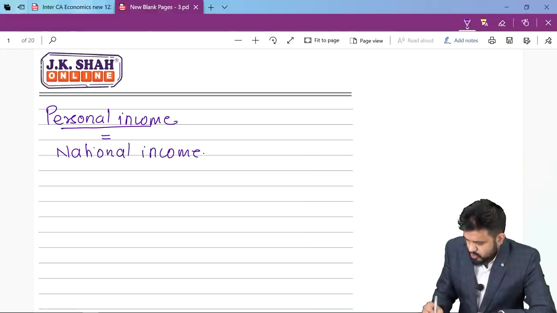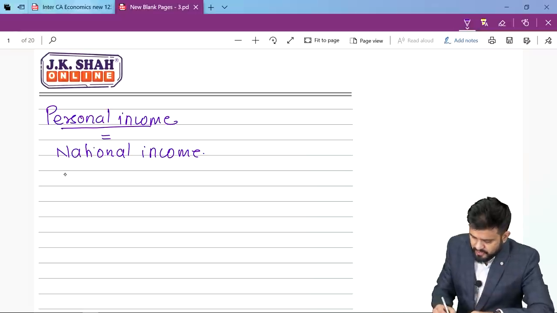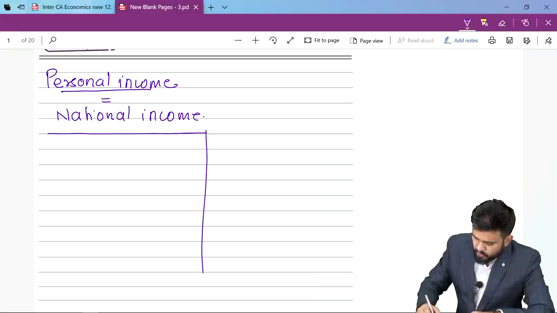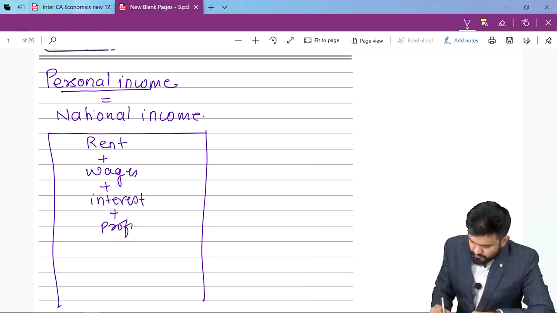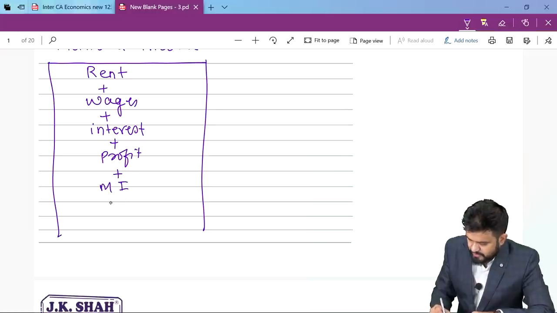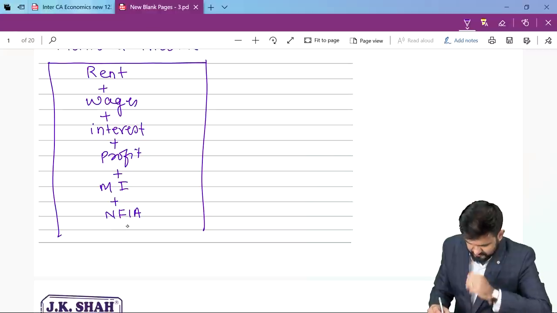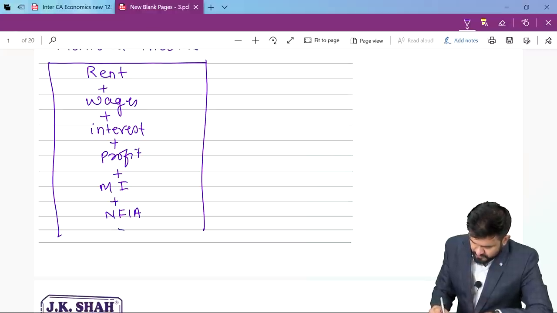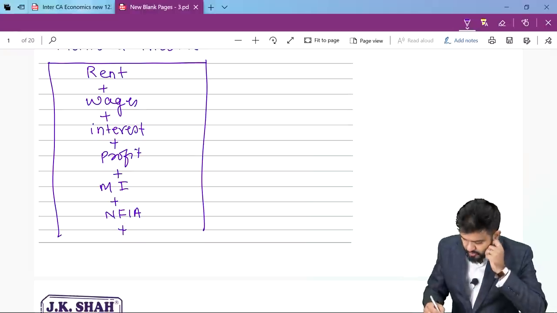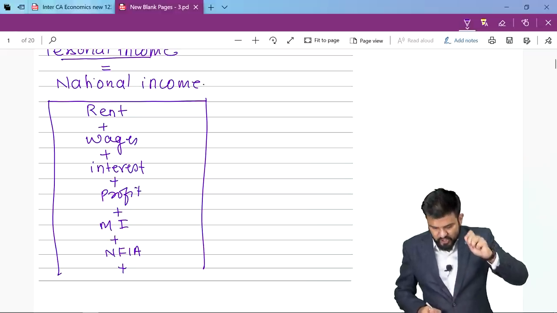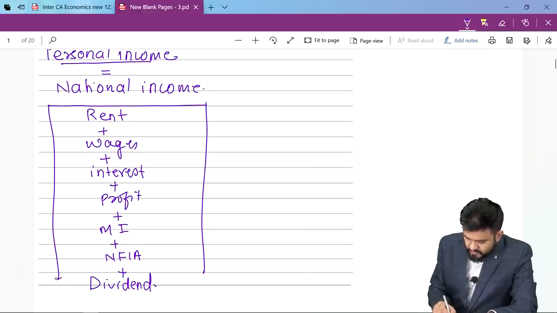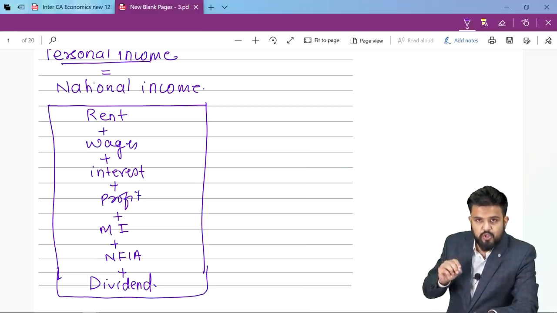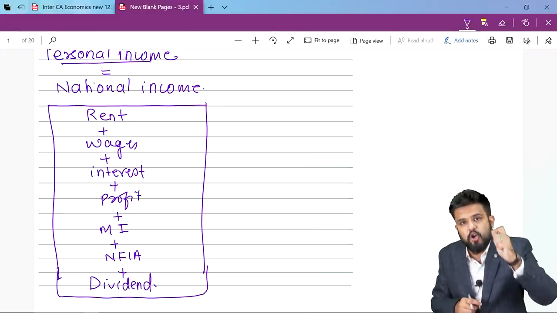National income. So students, please understand, personal income includes national income, but not full national income, only a few items of national income like rent, wages, interest, profit, mixed income, NFIA. In case there is commission or brokerage, you can add that. So only these items: rent, wages, interest, profit, mixed income, NFIA, you can even write dividend. Now these items will be a part of national income also because they are earned income, and these items will also be recorded in personal income.